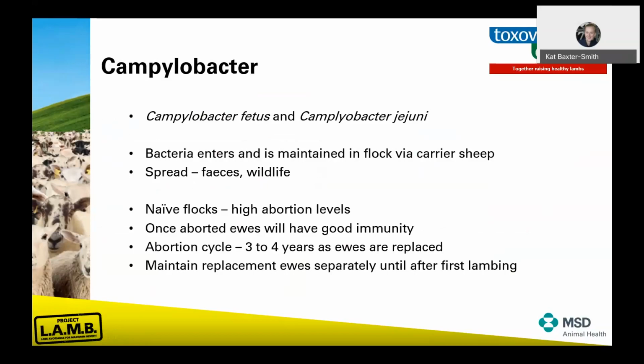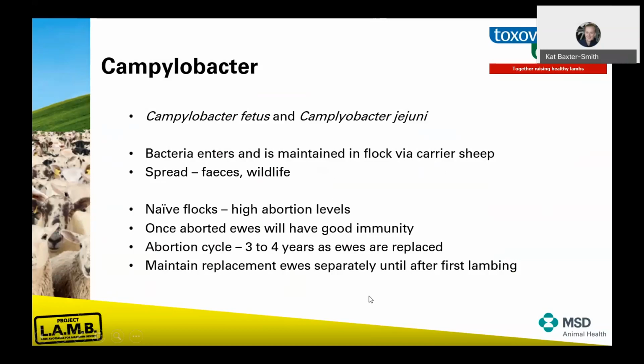I'm just going to mention a couple of other causes of abortion. Campylobacter. Campylobacter fetus and Campylobacter jejuni are the 2 most common causes. Bacteria enters and is maintained in the flock via carrier sheep, and feces and wildlife can spread it. If the flock is naive, there's a high abortion level to start with, and then they abort, and then immunity comes through. The abortion cycle tends to go over 3 to 4 years as ewes are replaced and then new naive ones come in.